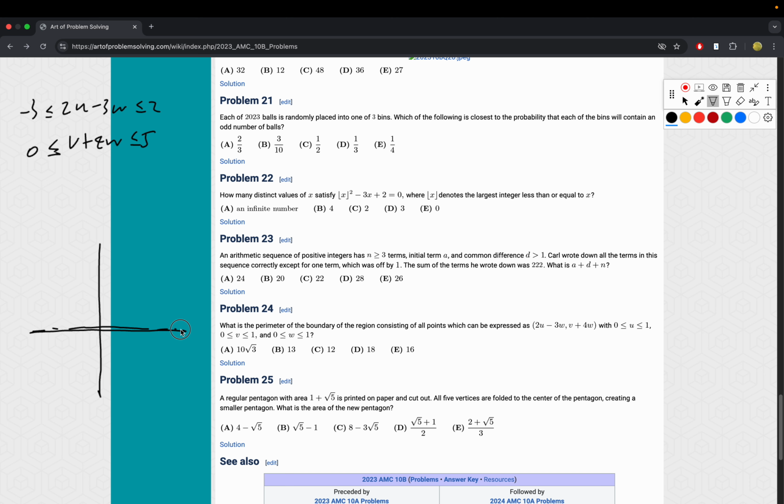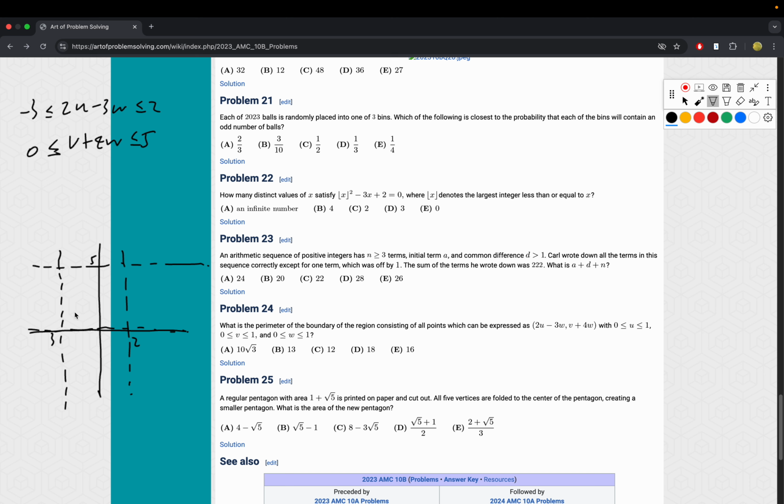Our y is between. Okay, before I do y, let's do x first. I think that's easier to draw. We have 2 here, 3 here, 0 here, and 5 here. That doesn't look like a 5. A little higher? Yes, this is 5.